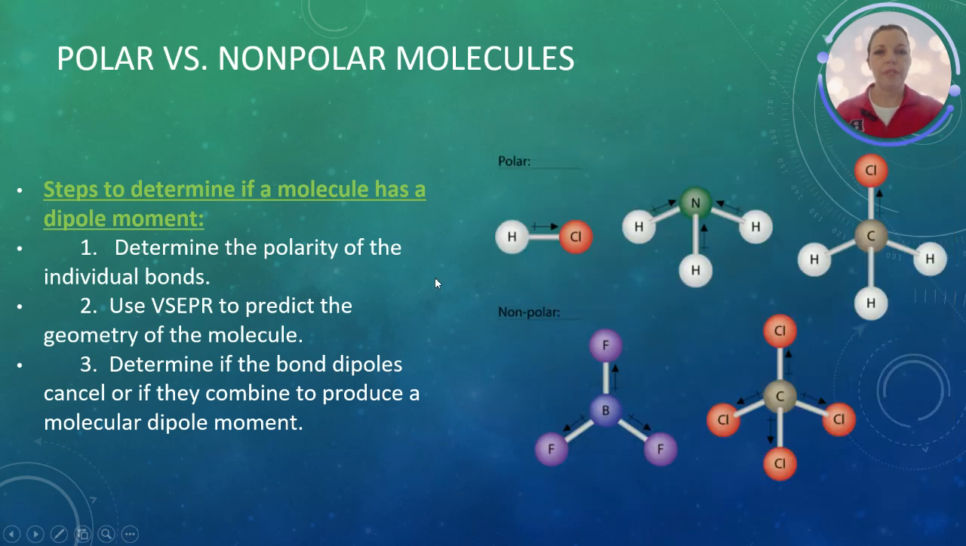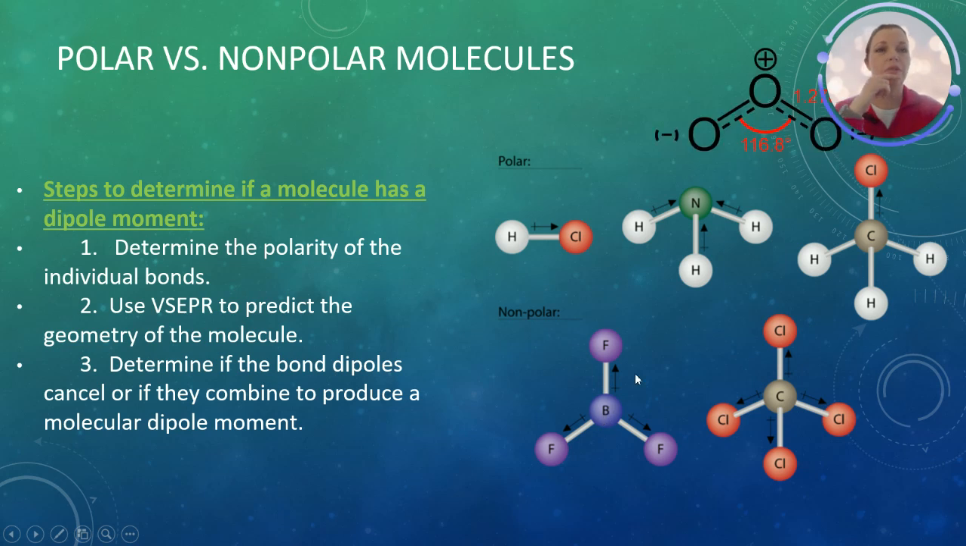So just to show you a few more examples here, here are some examples of polar molecules. And you can see in all of these that we have bond dipoles that do not cancel out. Versus the nonpolar molecules, these bonds have dipole moments, but overall their geometry is evenly distributed, and so you're not going to see a dipole moment.